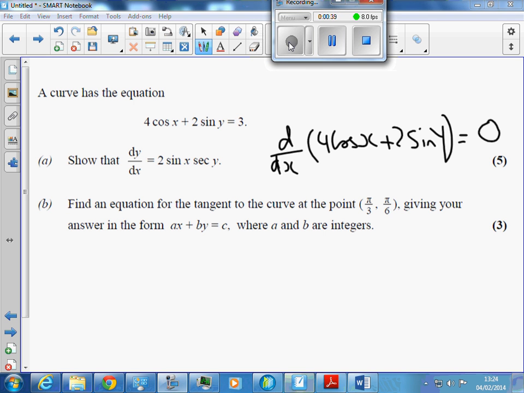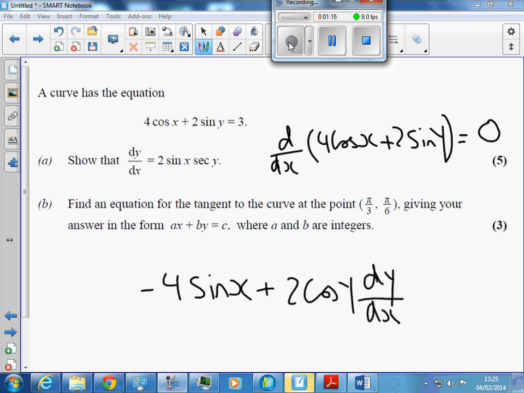That's 0. I can skip writing out d by dx of 3, because that's just 0. The derivative of cos x with respect to x is minus sine x, so it's going to be minus 4 sine x. Very straightforward. The derivative of 2 sine y with respect to x, we use the chain rule and differentiate with respect to y: 2 cos y, multiplied by dy by dx. And that is equal to 0.